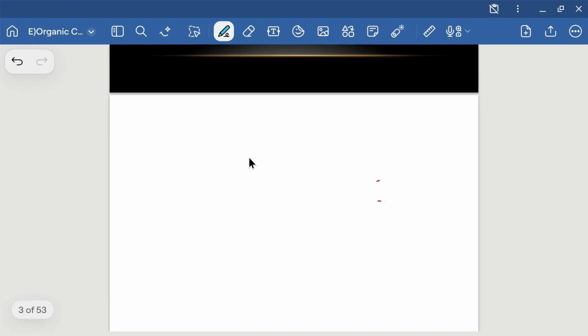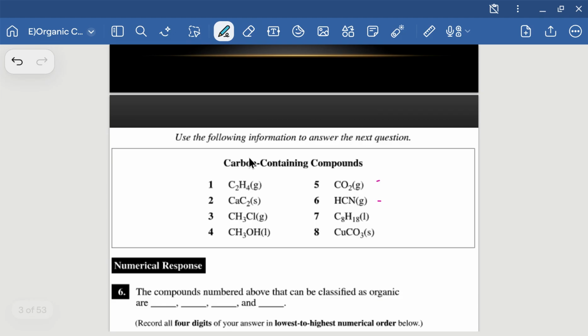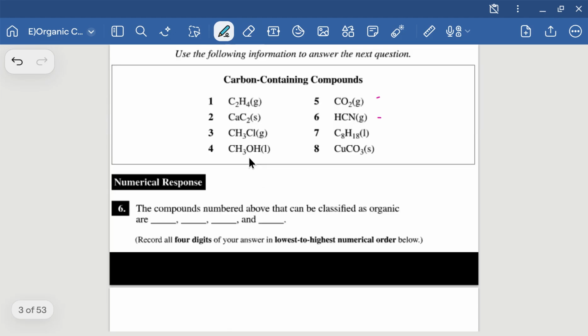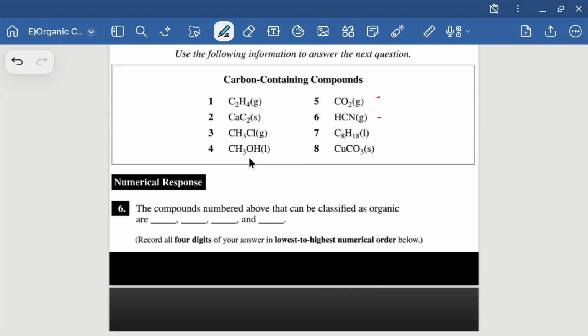Oh, that's a weird line. So the first type of question you might see, and these are old diploma questions, is being able to look at a list and identify what is organic or possibly what's inorganic. So this list is asking for organic, so things like number 1, and it's a carbide. Sorry, it's a little bit lagging here.